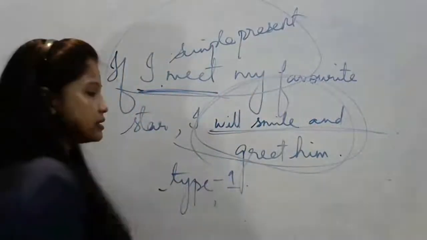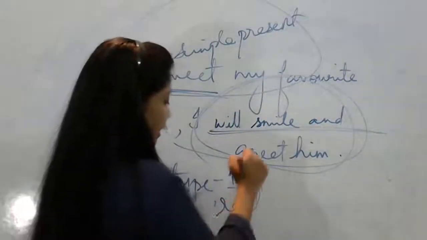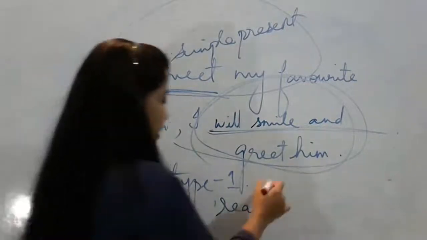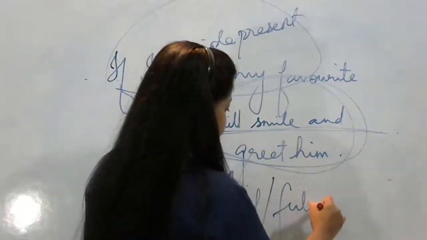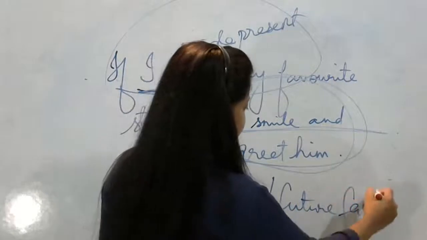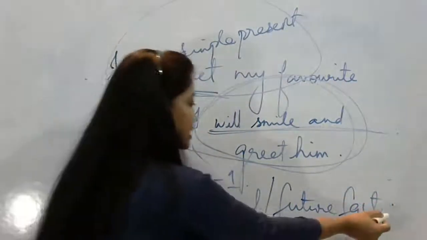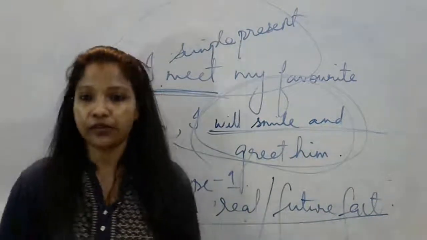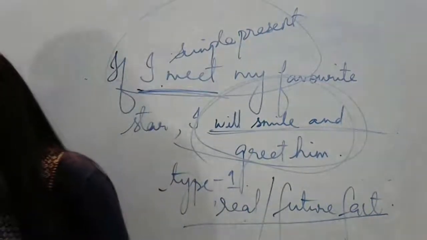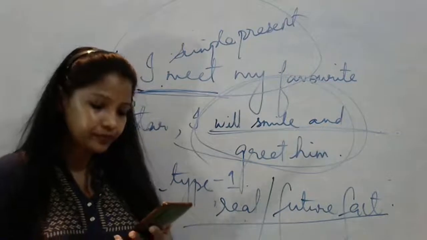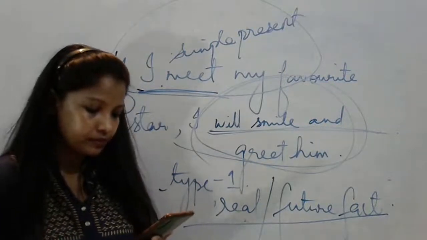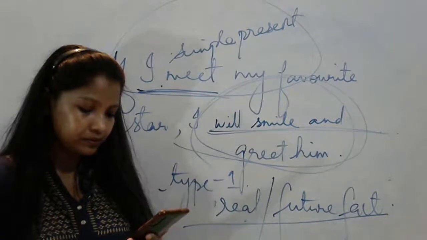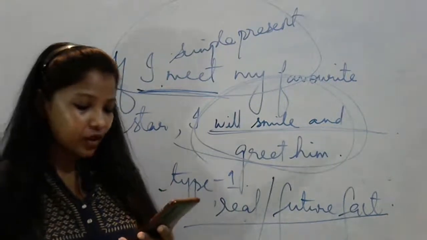And this is real. I mean, real in the sense there are chances that this may happen, or real facts or future facts. Either you can use real fact or future facts for type 1. It goes under real fact or future fact. Yes. I will roll with him for the whole day.